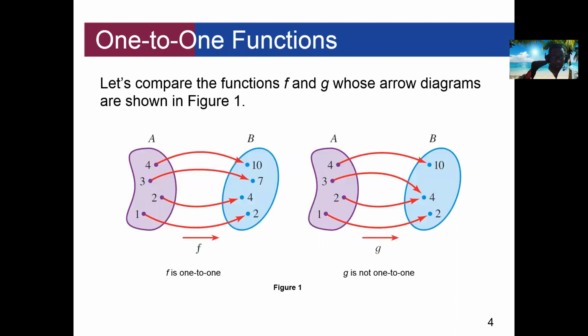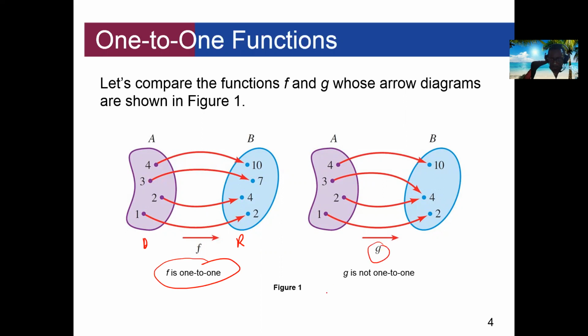Now, let's take a typical example where we have a mapping with numbers and determine whether it's a function and whether it's one-to-one or not. So for example, for f, every input has only one image, a unique or distinct image. This is the domain, that is your range. So this is one-to-one.